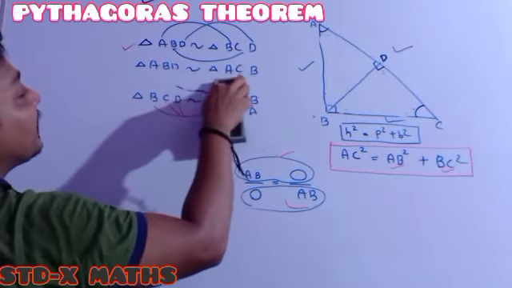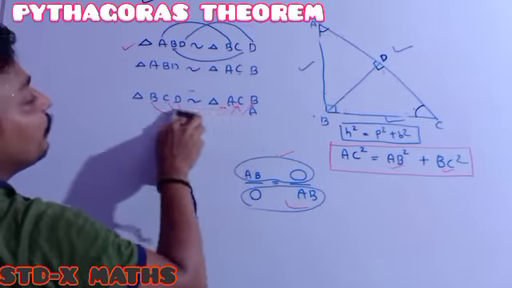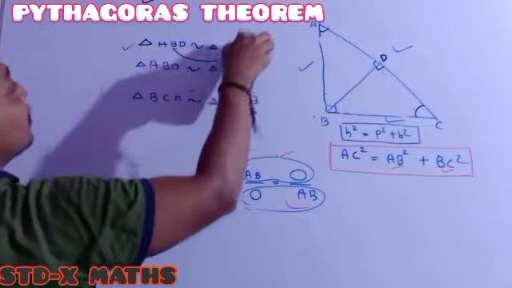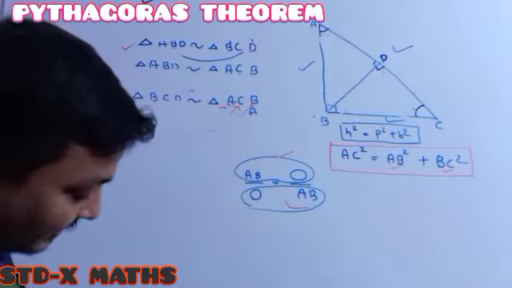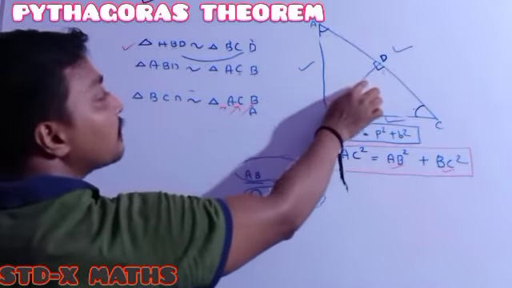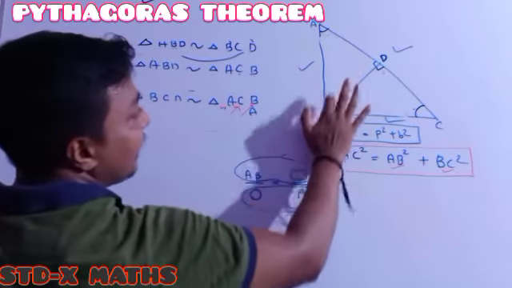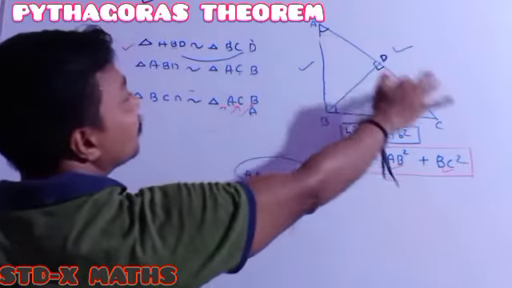Here we have already got the similarity criteria of the two triangles. Here already we got the similarity criteria for the three cases. So in the first case we got, everyone see it carefully, this triangle similar to this triangle. It is one case. Another one is this one. It is similar to the larger one. And next one is this one. It is similar to this one.